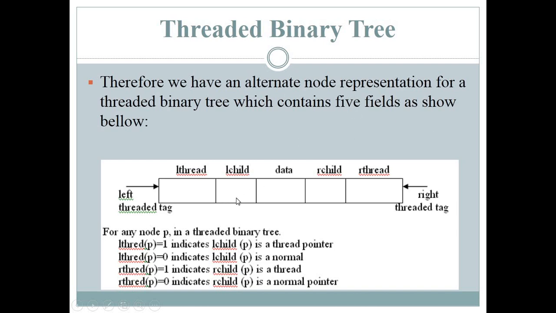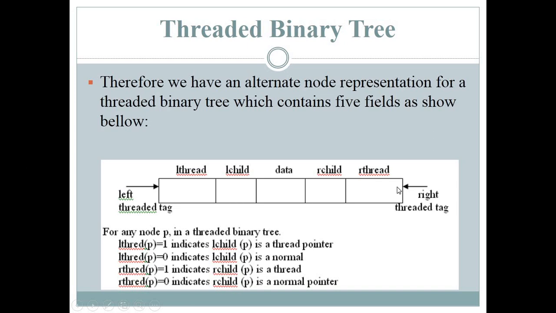3 fields we have already discussed in our linked list representation. The middle field will be the data. On the right side we will have the address of the right child, and on the left side we will have the address of the left child. 2 more fields are added here. In this field we will have the right thread flag, and in this field we will have the left thread flag.